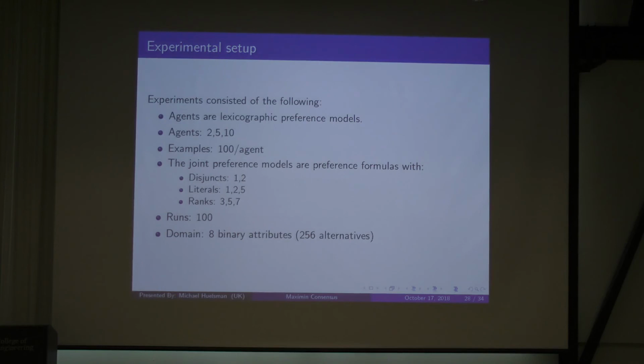Our experimental setup: we started with agents that are lexicographic preference models. We did this because it gives us a total order, which means we can just throw two things at it, and it will always give us back a strict example. So it'll always say A is better than B, it'll never say, I don't know.